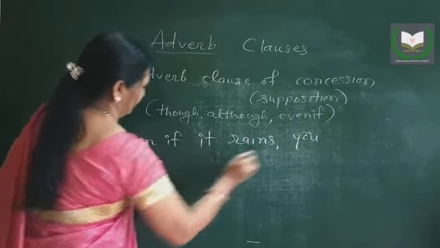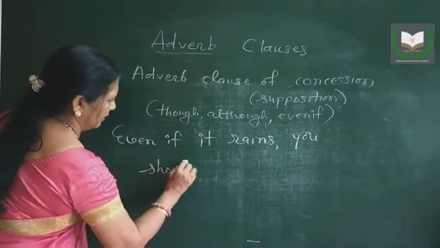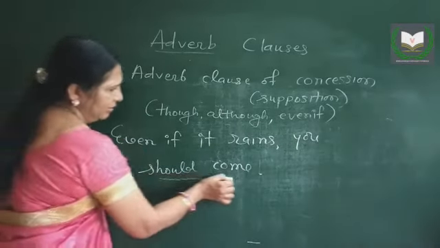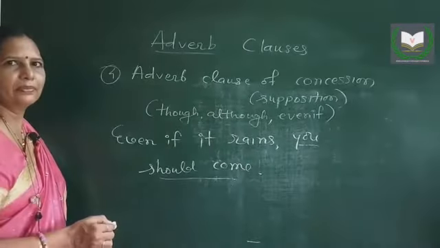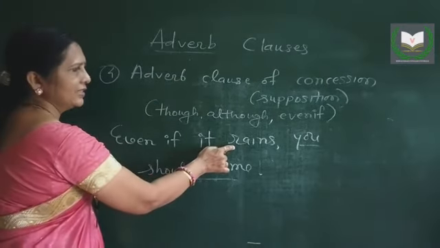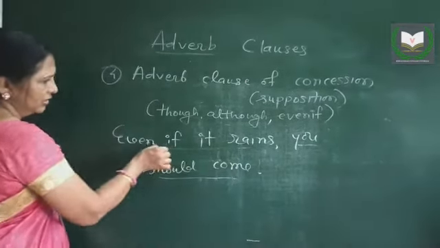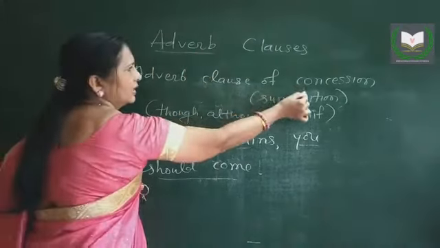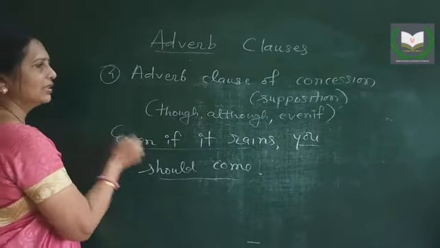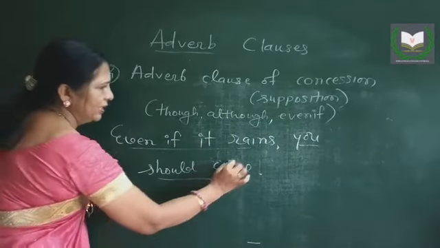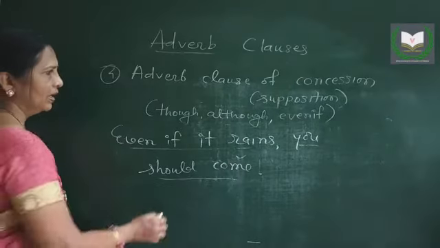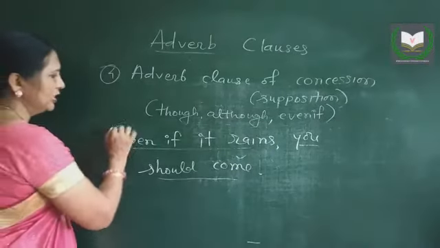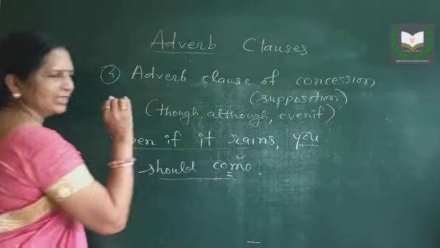you should come. Now here, this is the main clause. You should come. Even if it rains, this is the subordinate clause, which is the adverb clause of concession. याला adverb clause का म्हणायचं? See, the verb is should come. This is the verb. You should come. तुम्ही आलं पाहिजे. पाऊस आला तरीही म्हणजे तुमच्या येण्याशी संबंधित आहे.